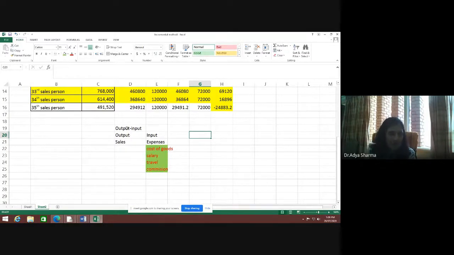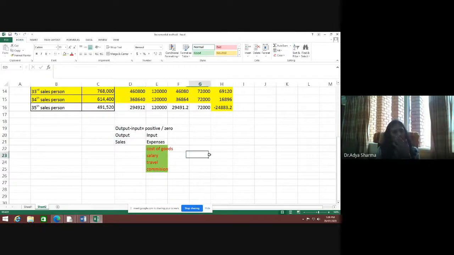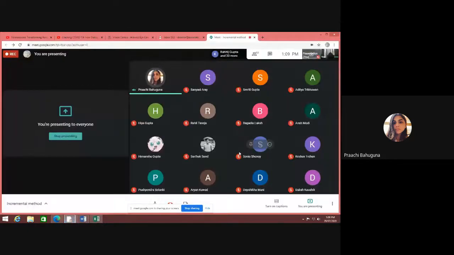And we have to ensure that this output minus input is either positive, or if not positive, then at least 0, preferably positive. Okay? Does this make sense? Now, does this make things clear for you? Yes, ma'am. I understand it very clearly now. Everyone else?